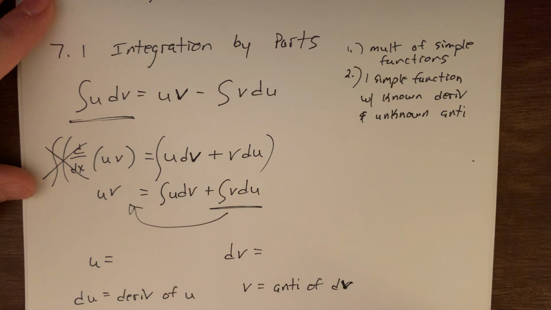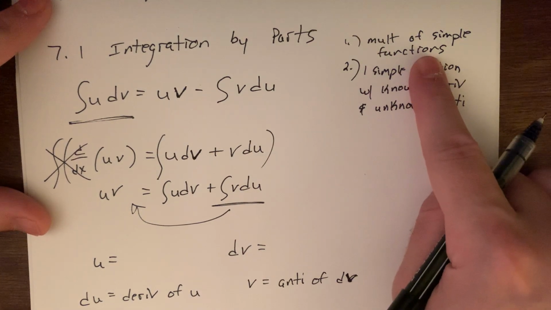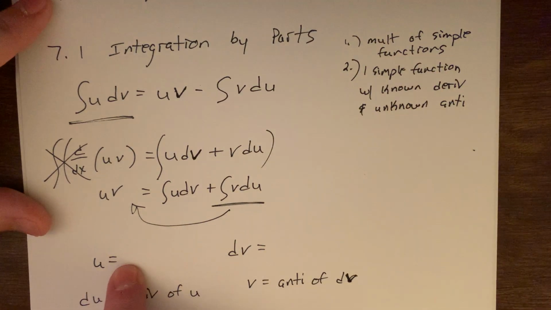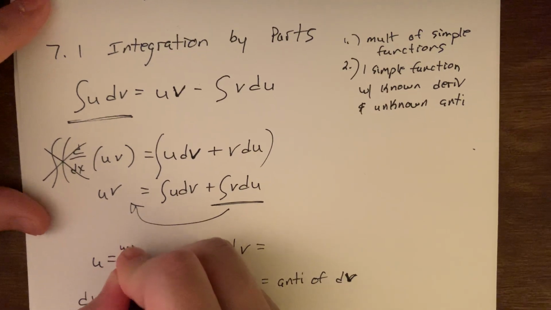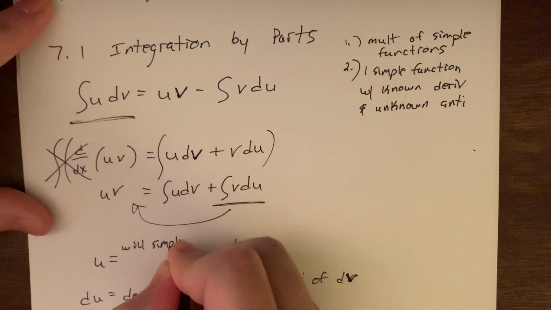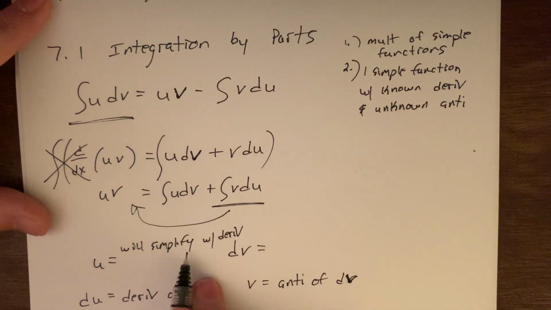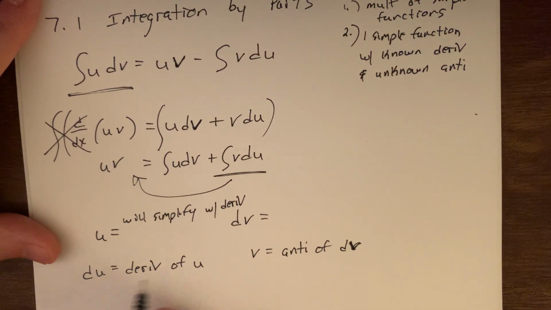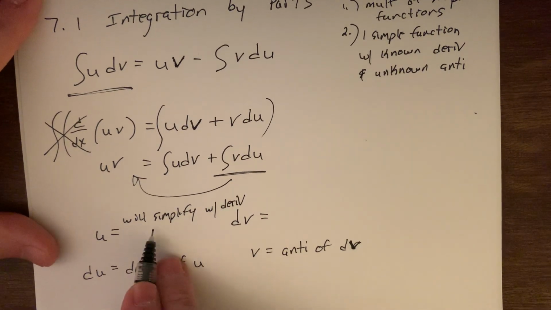So again, there's a lot to this, but now back to the identification. How do you pick? Well, again, it's still not set in stone, but we've got a few different possibilities. If you're looking at multiplication of simple functions, you typically try and let u be the piece that will simplify with a derivative. That in some way, when you pick that for your u, and then you go take the derivative of that u, this piece will in some way be more basic and simple than this piece.